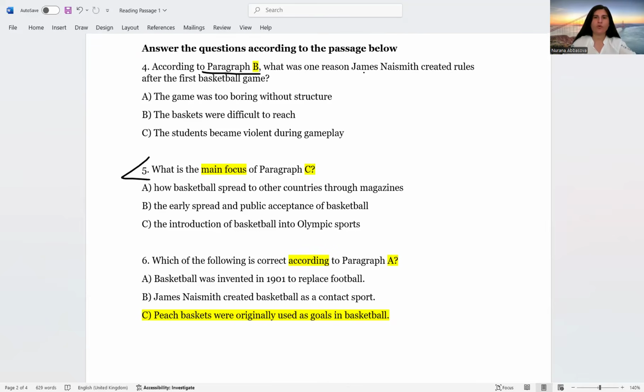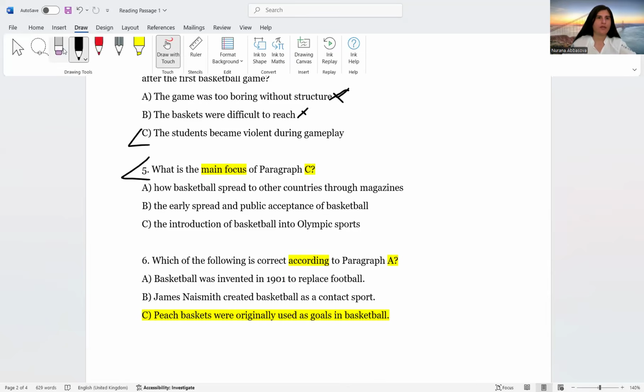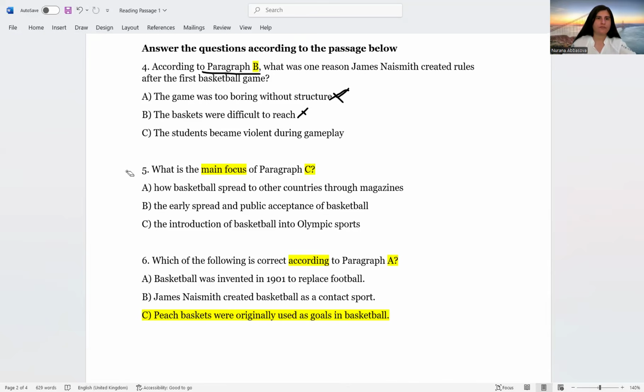According to paragraph B, what was one reason James Naismith created rules after the basketball game? The game was too boring without structure. We didn't read it. The baskets were difficult to reach. Nothing about it. The students became violent during gameplay. Exactly. C is the correct answer. Okay, B.